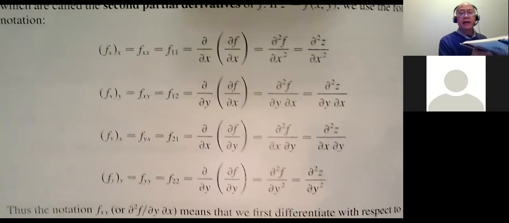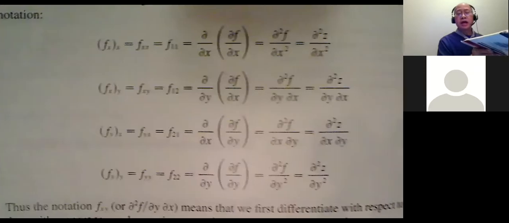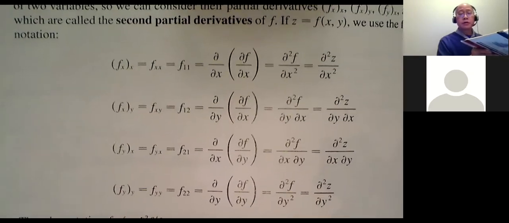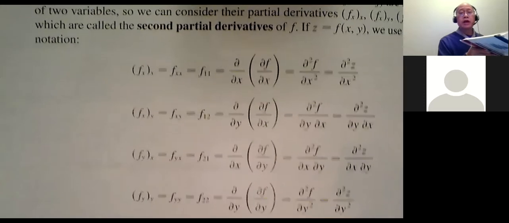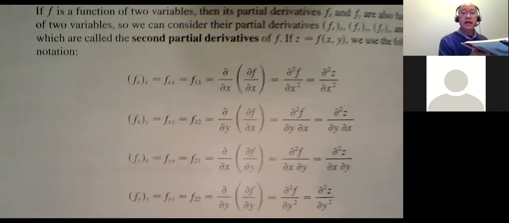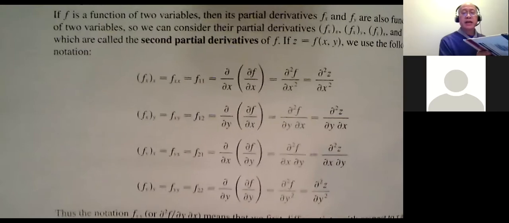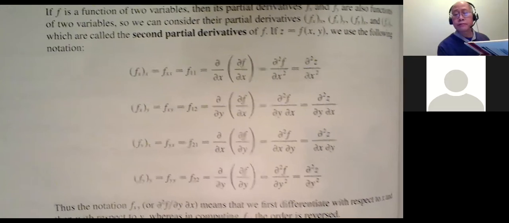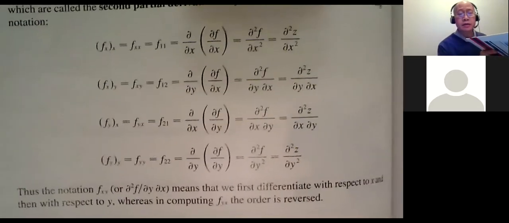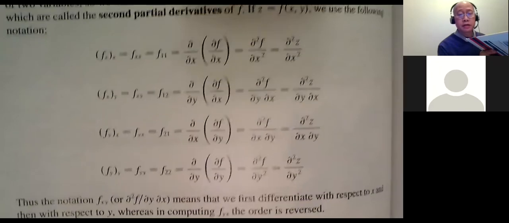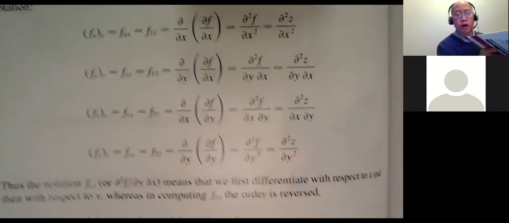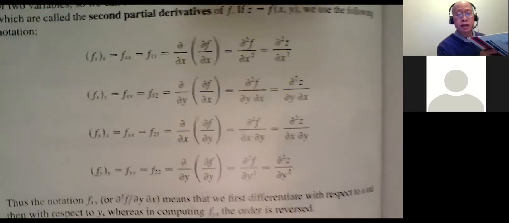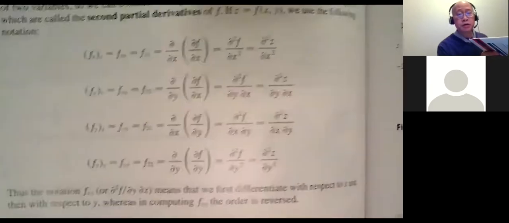fxx, fxy, fyx, fyy. Okay. So if you have a function of 2 variables, you can have 4 second derivatives. See, second partial derivatives. fxx, take the derivative with respect to x, then take the derivative again with respect to x. fxy, take the derivative with respect to x, follow that up with the derivative with respect to y. fyx, take the derivative with respect to y, then take the derivative with respect to x. fyy, take the derivative with respect to y and differentiate again with respect to y. So you have 4 second partials.